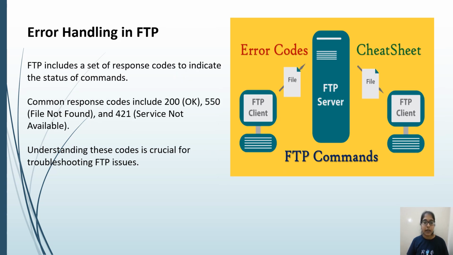Error handling in FTP. FTP includes a set of response codes to indicate the status of the commands. Common response codes include 200 means OK, 550 means file not found, and 421 means server not available. Understanding these codes is crucial for troubleshooting FTP issues.